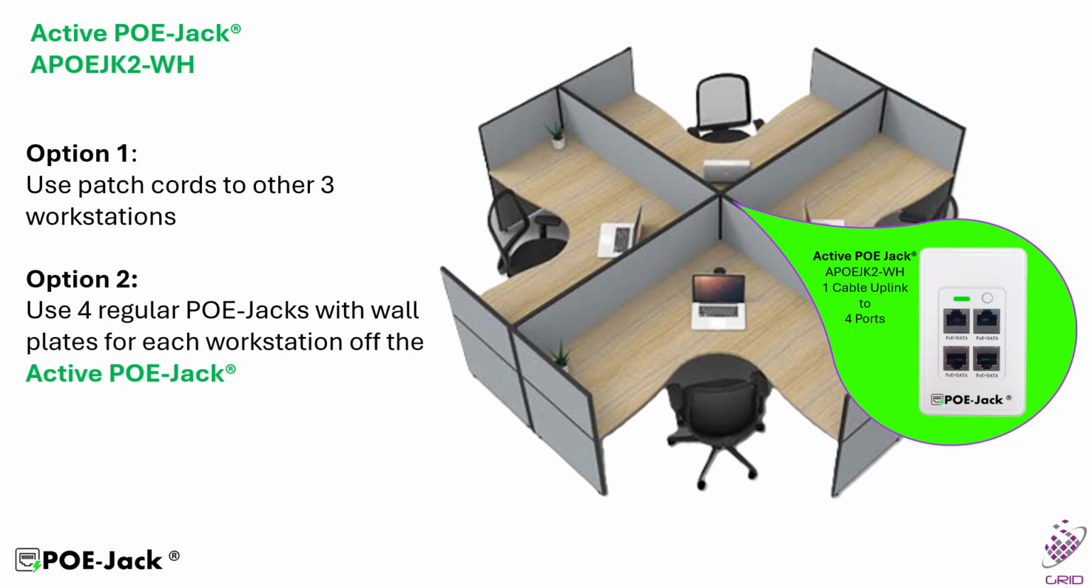Option 1, when wiring out in an office space, wire a POE-Jack to a cluster of desks, or a couple of them, and break out the patch cords to the various laptops or computers at those desks. Option 2, use regular POE-Jacks with the wall plates wired to an active POE-Jack in a box under those desks, limiting and lowering your wiring and labor costs.